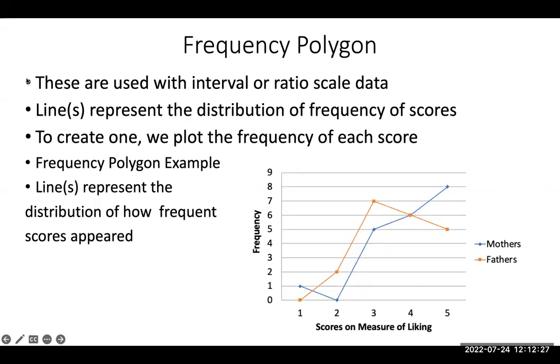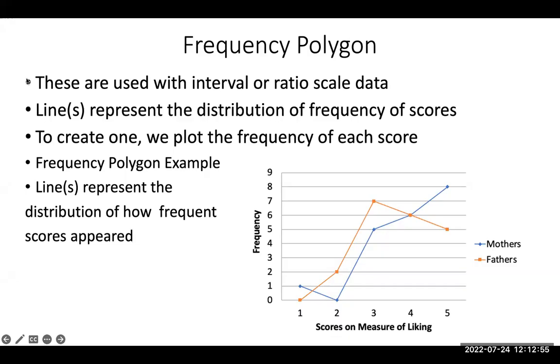A frequency polygon, on the other hand, can only be used with quantitative variables. Bar graphs and pie charts you can use for any kind of data. They're most often used for nominal or ordinal data because we're just counting how many times it shows up. A frequency polygon is only for interval or ratio scale data. The lines represent the distribution of frequency of scores.